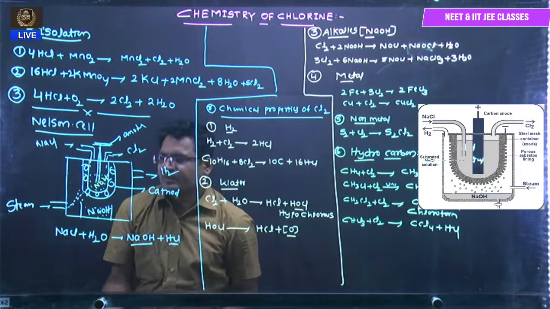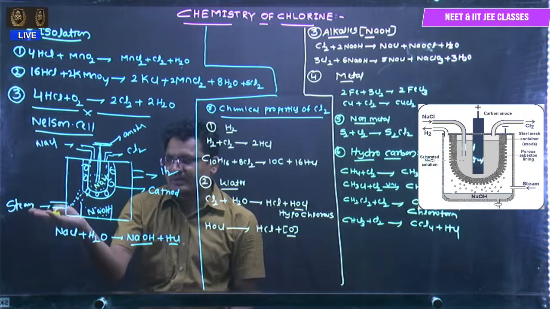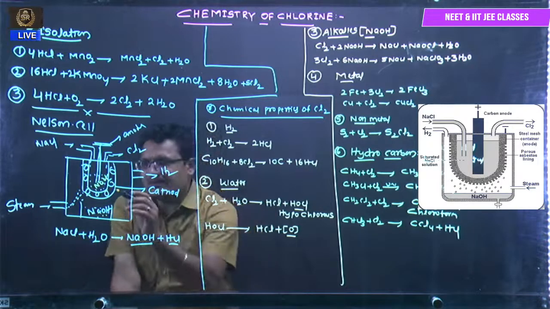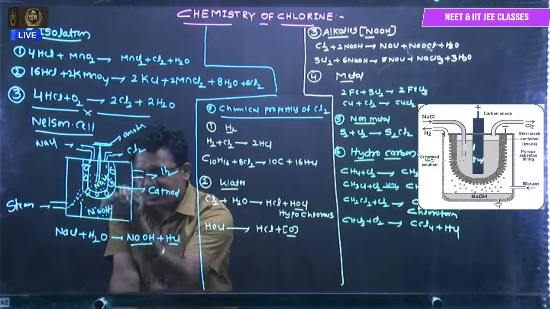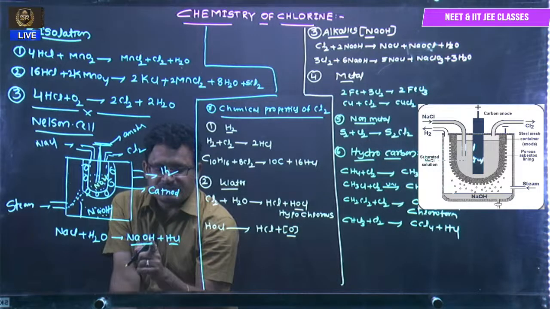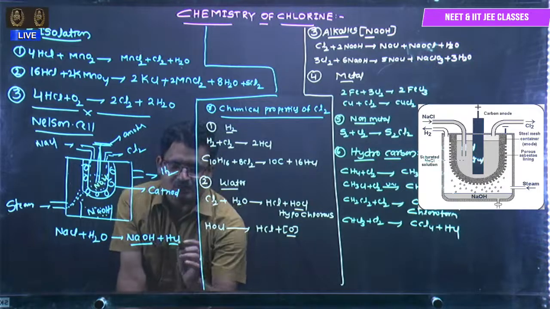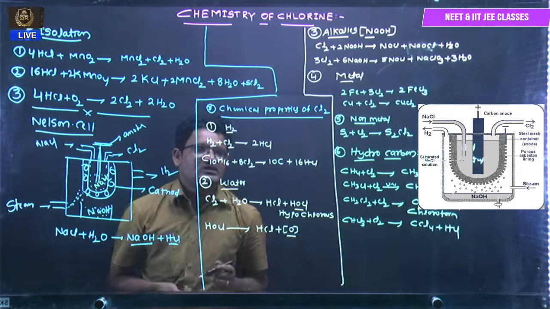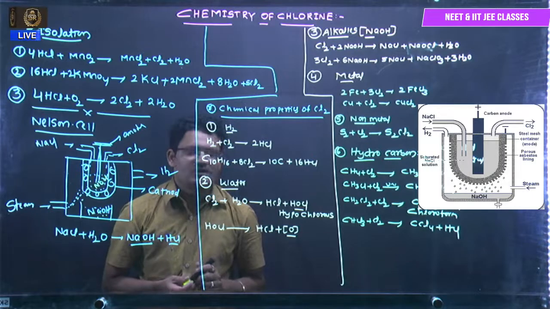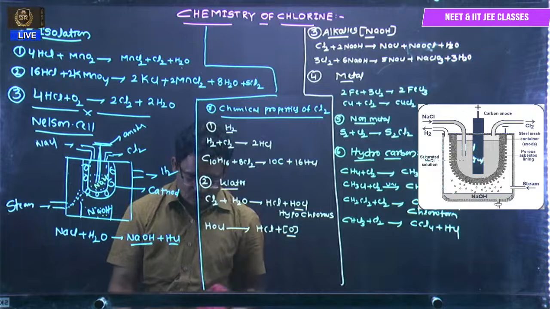So what happened? When steam, meaning water vapor, is sent in, that steam reacts with the NaCl that comes down. These two react with each other to give NaOH as a byproduct. The hydrogen gas is liberated at the cathode side and chlorine gas is liberated at the anode side. This is the method of preparation of chlorine.